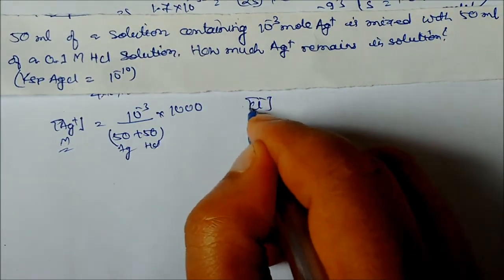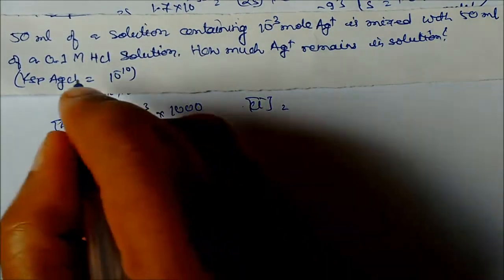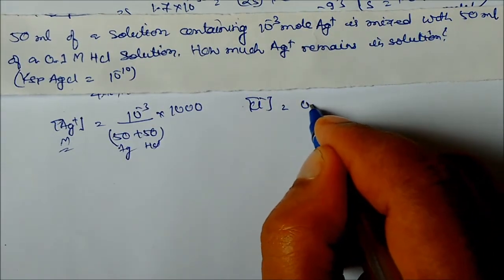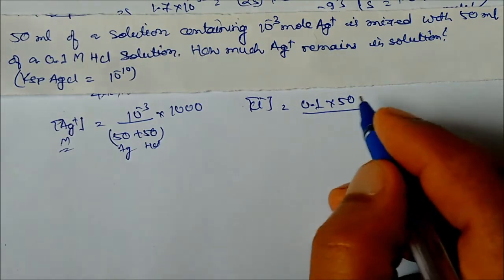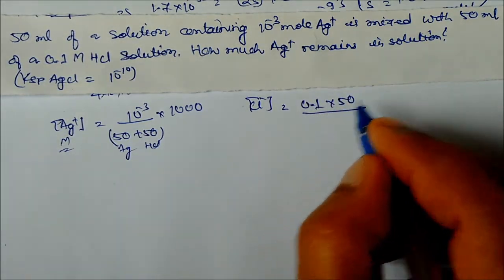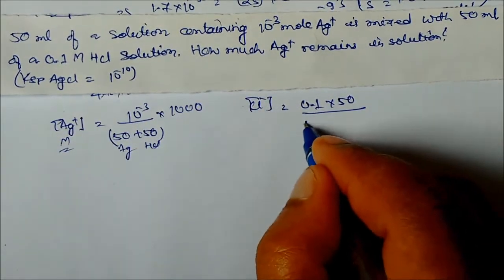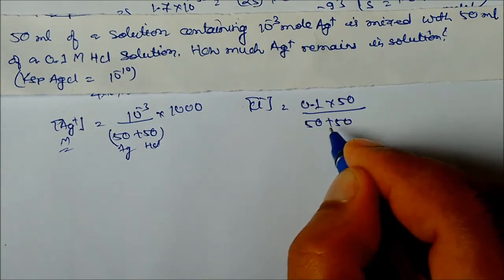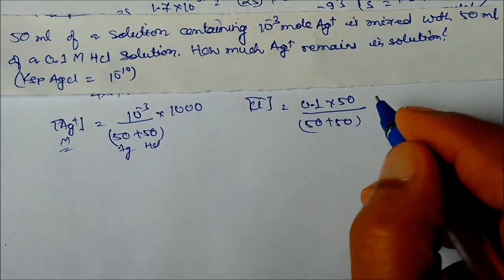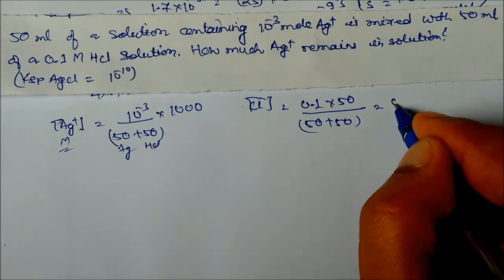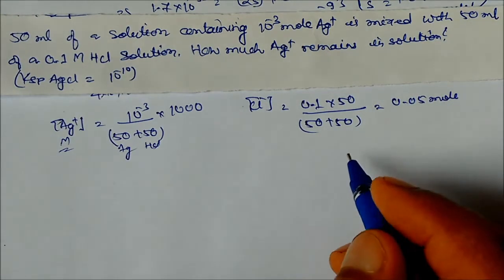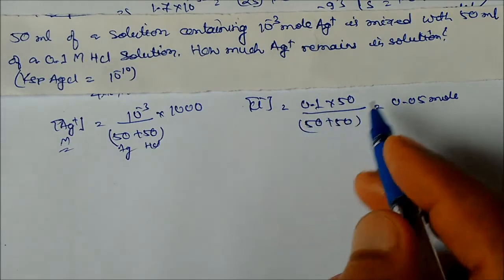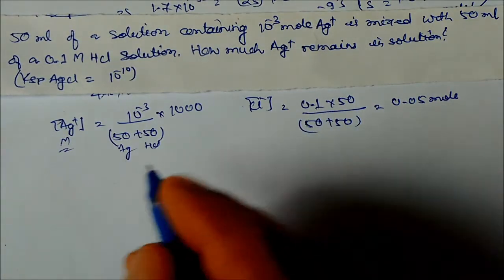Similarly we will find Cl. How much is Cl? They have given 0.1 mole into 50, and this is actually the moles. Now the volume is 50 plus 50, so this will be your 100. If you solve it, we will get 0.05 mole per liter. So this is the total number of moles we get over here.